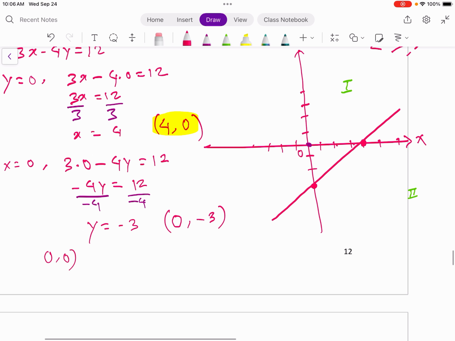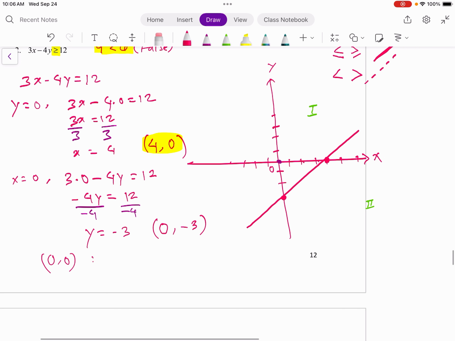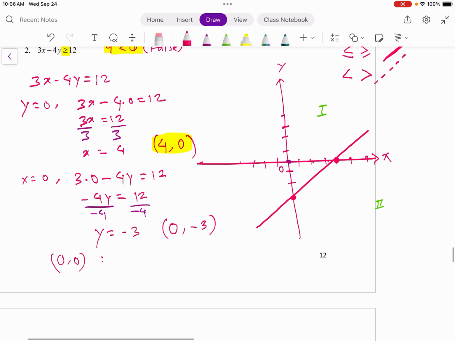So let's choose (0, 0) and check whether this (0, 0) is a solution for our inequality or not. And how do we check that? We replace our x by 0 and we replace our y by 0. Let me write down that inequality first: 3x minus 4y is greater than or equal to 12.